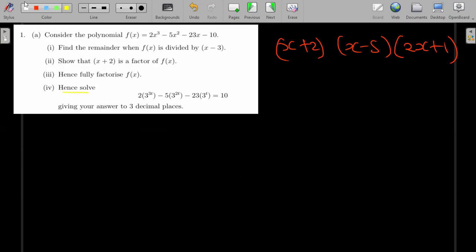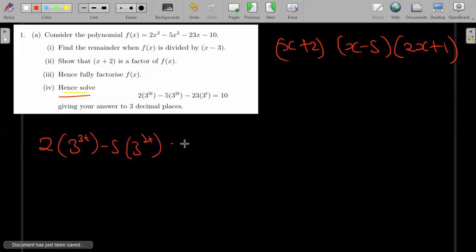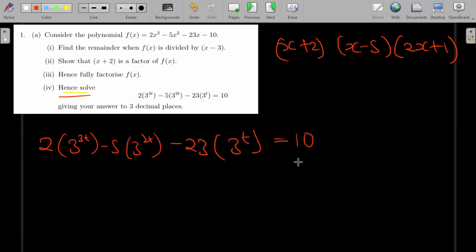So the last question here now, they're saying hence solve 2 times 3 to the power 3t minus 5 times 3 to the power 2t minus 23 times 3 to the power t is equal to 10. So how can we solve this? Okay, we have to use what we got here.